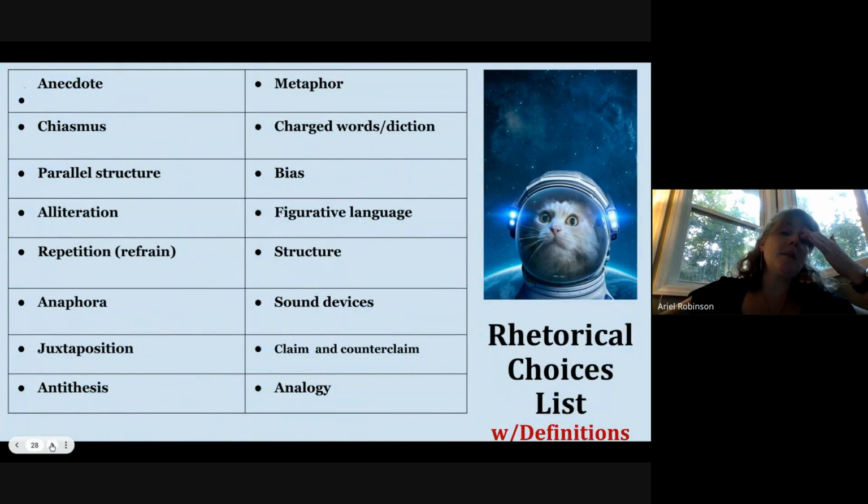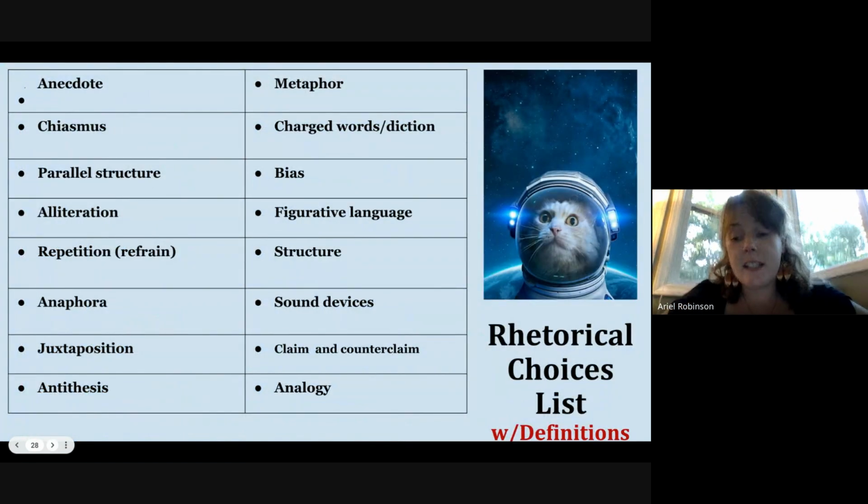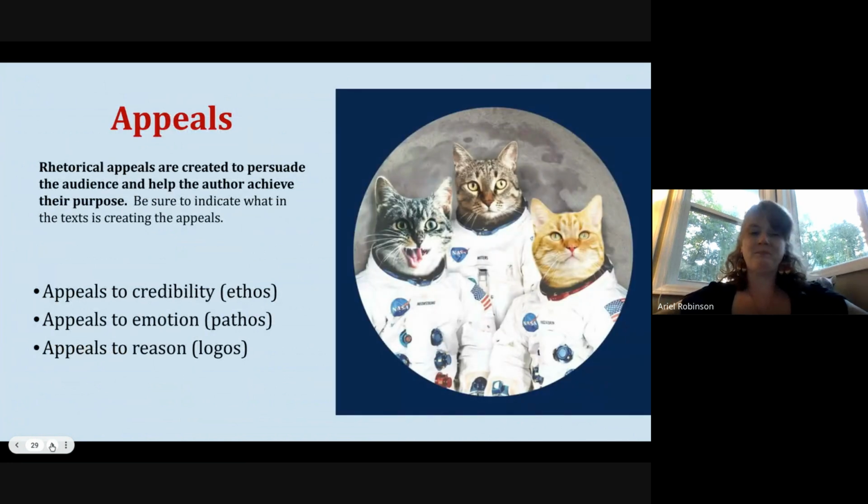And here are just some possibilities of devices, but this is nowhere near a full list. These are common in speeches: chiasmus and structural choices, figurative language, claims and counterclaims, analogies, antithesis, and the list goes on. And if you don't know what all of them are, that's all right. If you can describe what it is, it's going to be more effective that way.